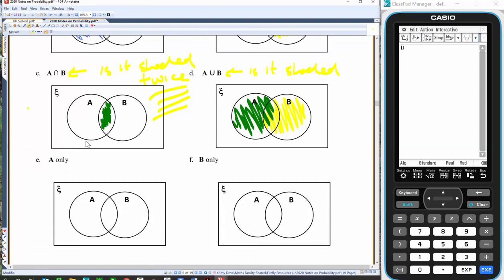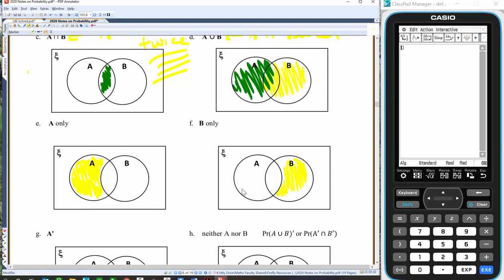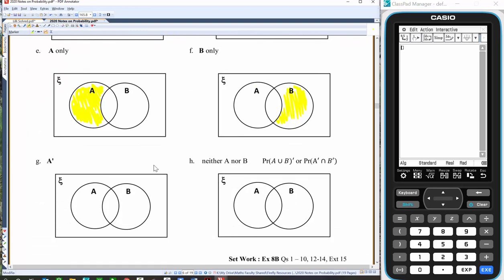All right, A only. So A only is this part here. Also known as A and not B. This one here is B only, which is B and not A. That's this part here. All right, not A. Not A means B. But be careful here, girls, because it also means all this other gear here.